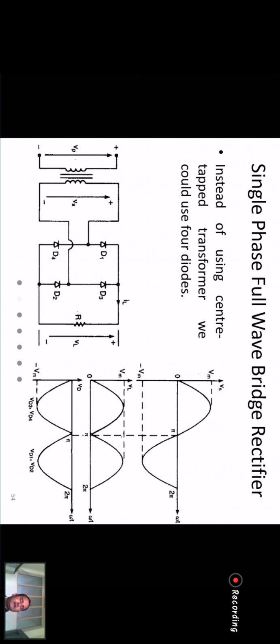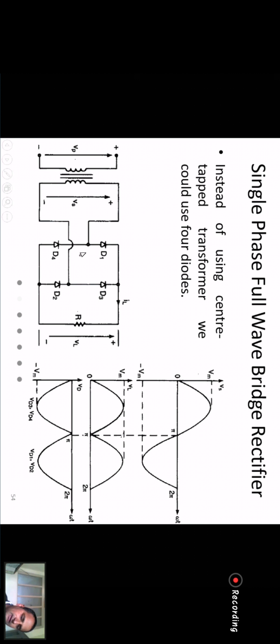In this case, consider this point is connected to a transformer with source voltage Vs. Consider the point near D1 as A and the other, near D2, as B. When A is positive with respect to B, D1 and D2 will conduct, and the output voltage will be VAB. The other two diodes, D3 and D4, will be reverse biased.